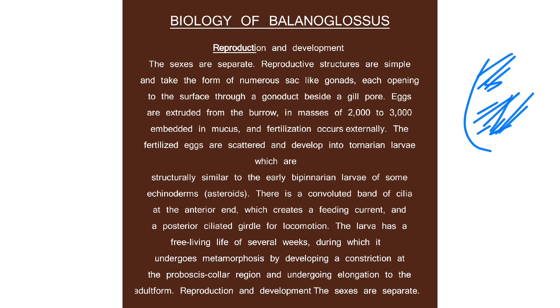Now the eggs are extruded from the burrow in masses of about 2,000 to 3,000. These eggs are embedded in mucus. Are you getting me now? They are fertilized externally. Now this fertilized egg is scattered and develops into the Tornaria larva. And this Tornaria larva is similar to the bipinnaria larva of some echinoderms, especially the asteroids. An example of asteroids is the starfish, the normal starfish that we know.